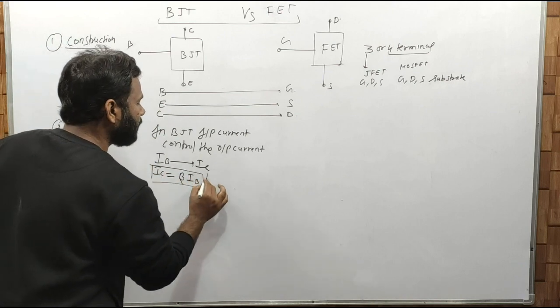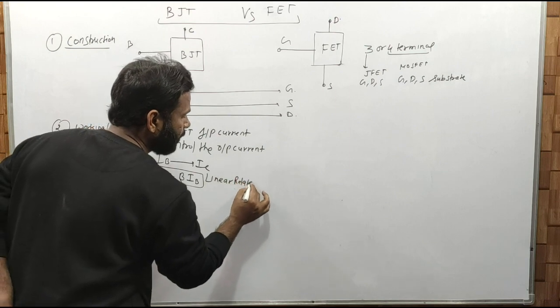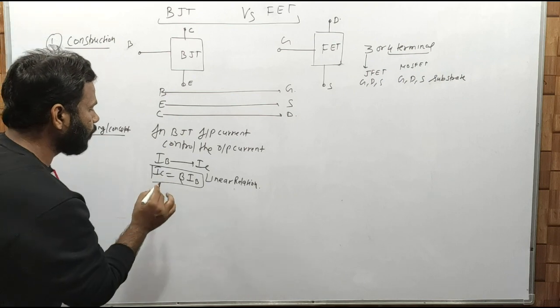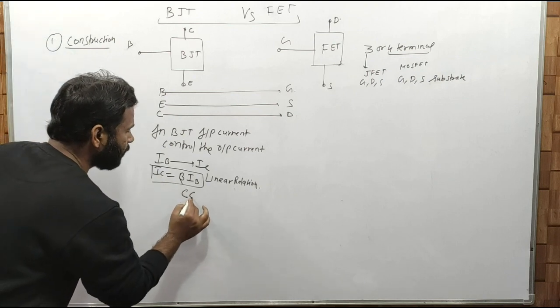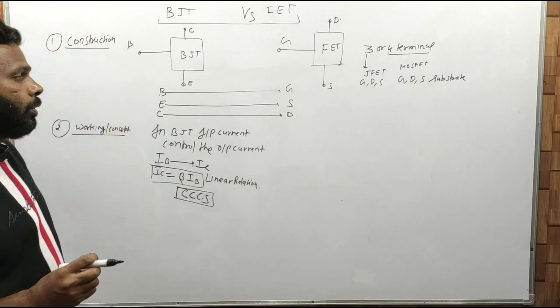So we have linear relation between the input and output. Clear? Now that's why this BJT is known as controlled current source. So BJT is known as a controlled current source.